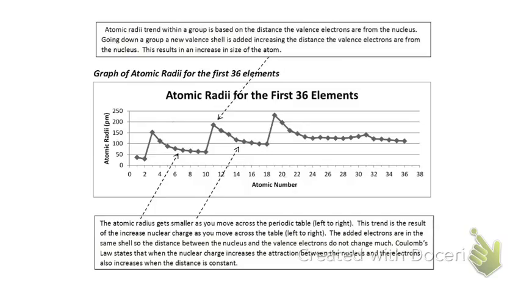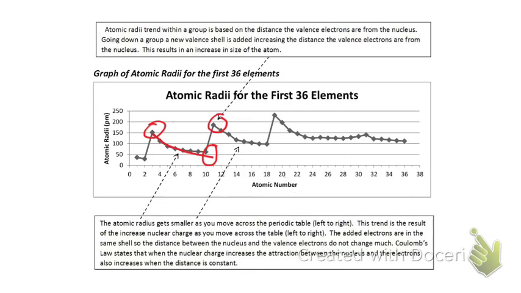So first of all, let's talk about what we're seeing overall in our patterns. You should notice that when we're moving across a period, let's take period 2, period 2 starts with lithium and ends with neon. As we move across the period from lithium to neon, the size of the radius is getting smaller. Why is it getting smaller? Why does the radius get smaller as we're moving across a period? And you'll see that with each of the periods.